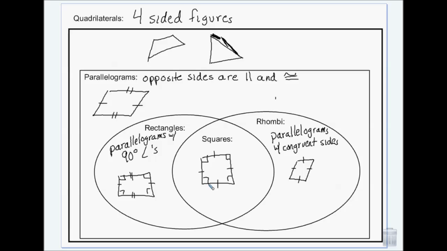Okay, so every square is a rectangle, but not every rectangle is a square. Some rectangles are squares. That just makes it a square. But it's still a rectangle, and it's also still a parallelogram, and it's also still a quadrilateral. So every square is a rectangle, a parallelogram, and a quadrilateral, but it's also a rhombus. So everything fits inside each other, except the square is like at the center of everythingness.